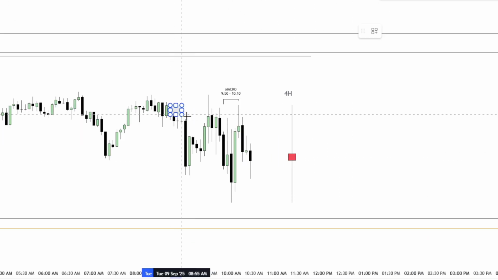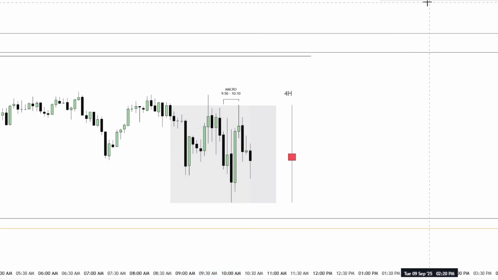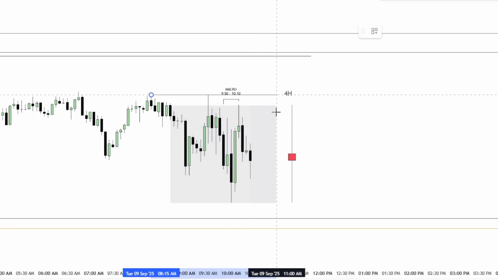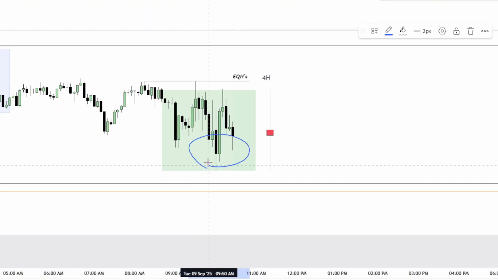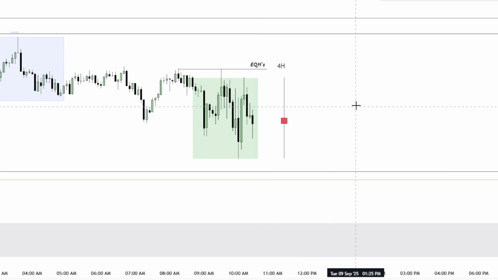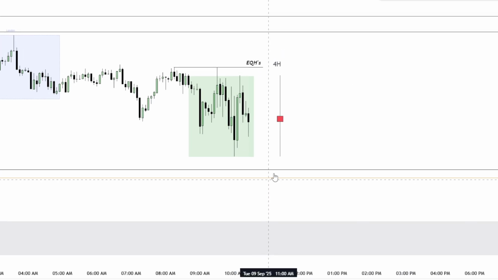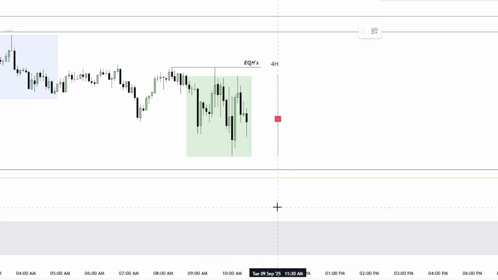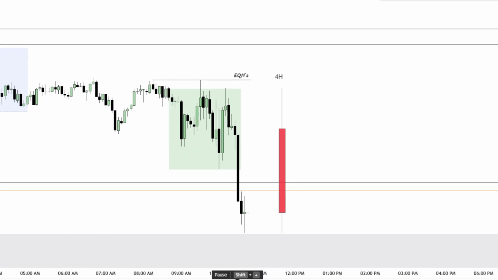So it looks like at the moment we're just accumulating, creating liquidity. You can clearly see we have these equal highs up here as well. And we still do not have any manipulation that's significant. So I'd expect price to at least come down into this change in the state of delivery level, or even this 4-hour fair value gap, for our manipulation. So let's see if that actually happens.